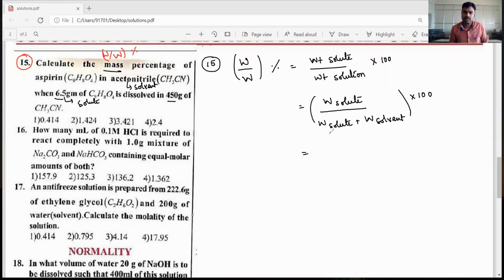Okay, dear students, now 6.5 divided by 6.5 plus 450 into 100. On simplification, we'll get 1.424. So the second option is correct. Okay, dear students, let's go for the 16th question. What is the given 16th question, dear students?